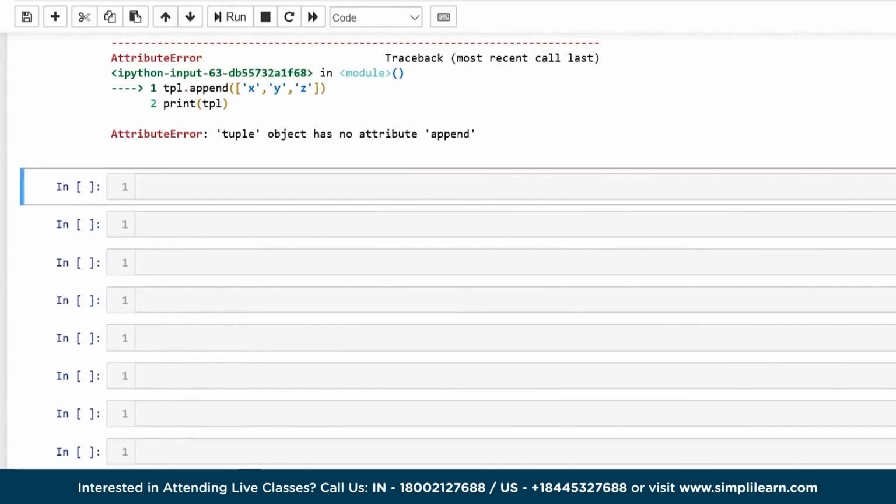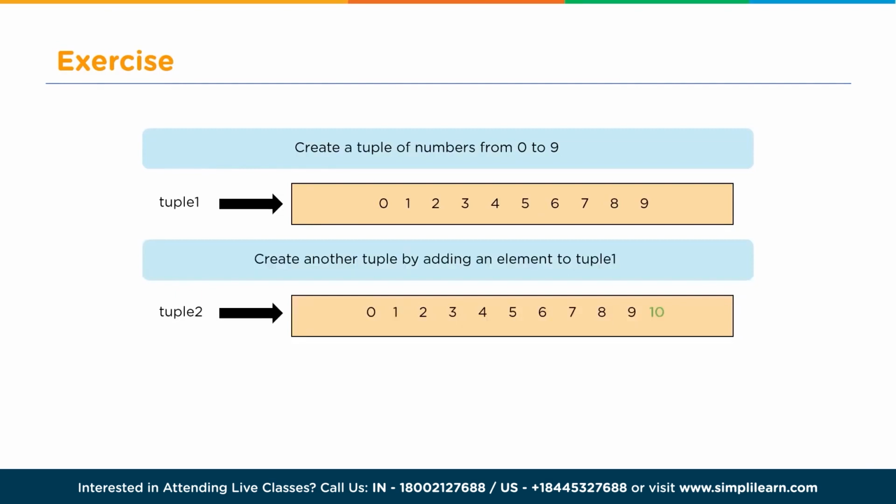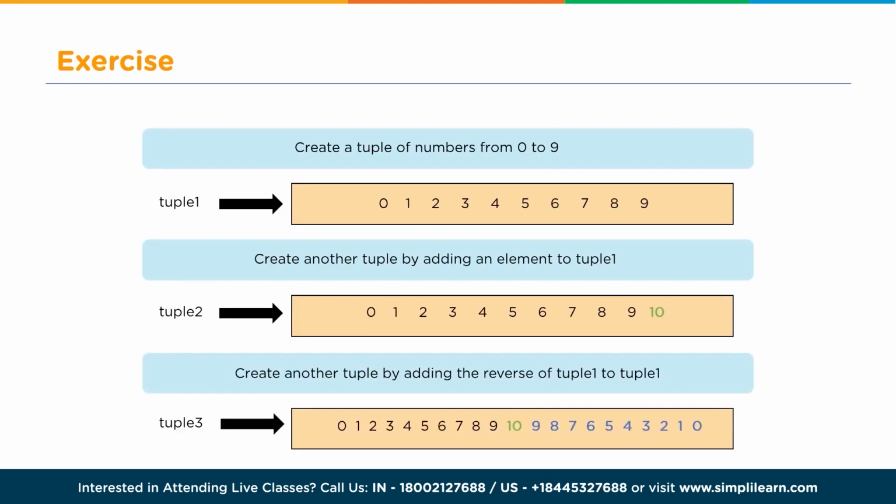We'll quickly now have a very short exercise where we'll recall some of the concepts that we previously saw in this video. So what is this exercise that we're planning on doing? We'll initially create a tuple which has the digits from 0 up till 9 called tuple 1, and then we'll create another tuple by adding an element to this tuple 1. So we are not adding an element to tuple 1 and modifying the original tuple, but we are creating another tuple using the elements in tuple 1 and adding another to it. Then we'll create a tuple by adding the reverse of tuple 1 to this tuple.